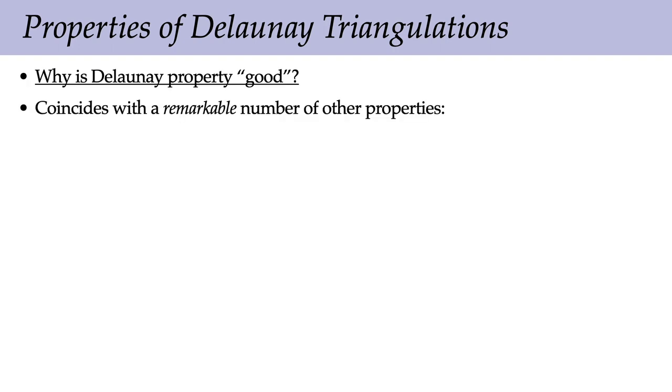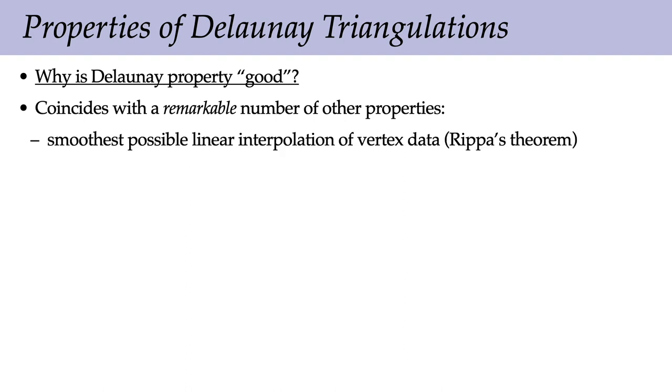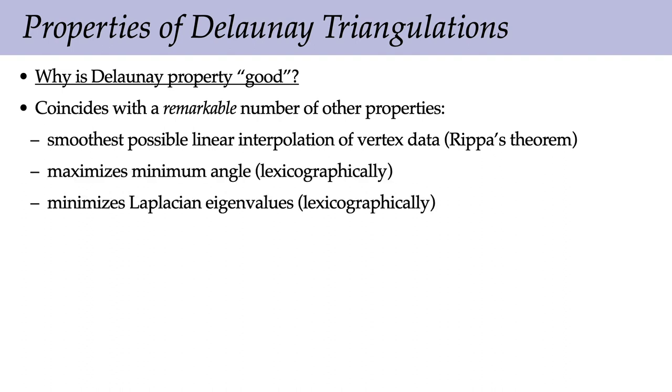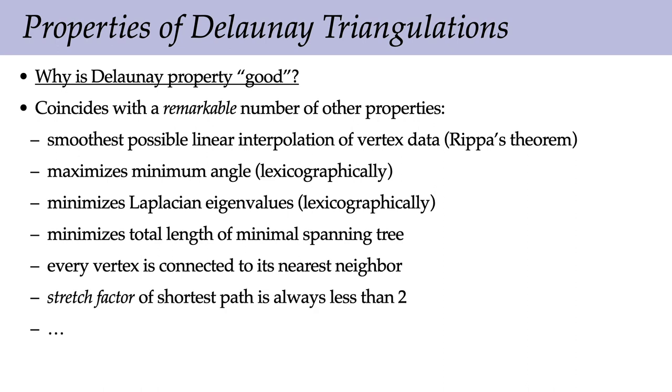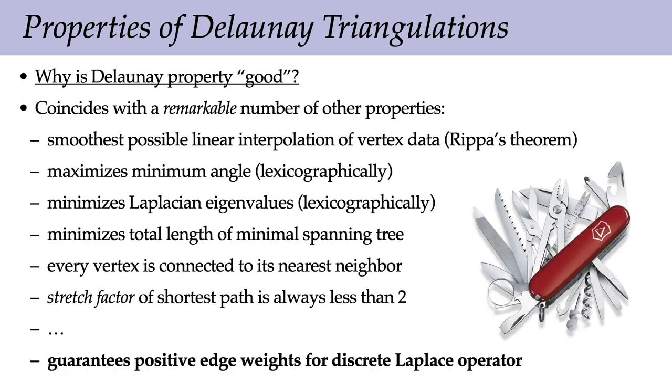Okay, why is Delaunay good? Well, it turns out it coincides with a remarkable number of other properties. For instance, it gives the smoothest possible linear interpolation of data at vertices. It maximizes the minimum angle. It minimizes the Laplacian eigenvalues, and so on and so on. A particularly nice property for scientific computing and geometry processing is that it guarantees positive edge weights for the discrete Laplace operator, which is absolutely fundamental to geometry and physics.